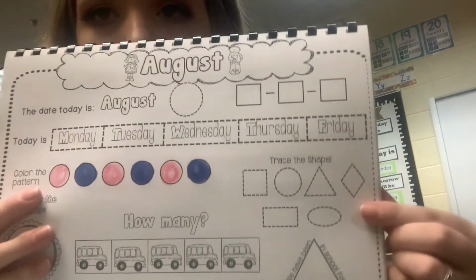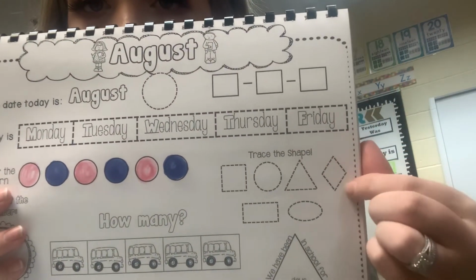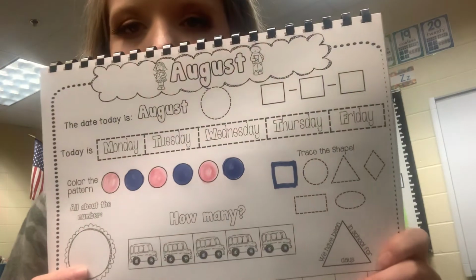All right, the next thing we're gonna do on our calendar sheet, it says trace the shapes. So look over here, there's lots of little shapes and they have dotted lines. If there's dotted lines, that probably means they want you to trace it, which means you draw on top of it. So we're gonna start tracing our shape. So you can use a crayon or a pencil, and we're gonna trace them.